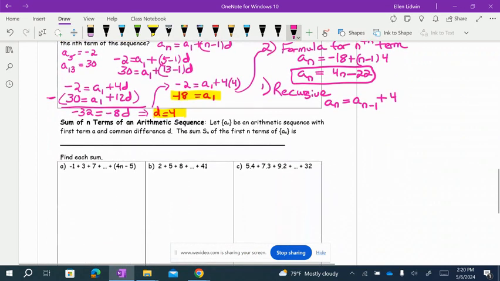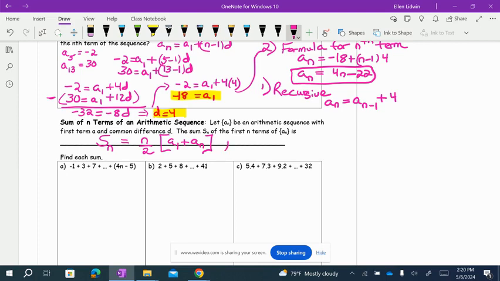Okay, rock stars, we're almost done. Now we look at the sum of n terms. Here comes that s sub n. Remember, a sub n is the rule in the arithmetic sequence, a sub 1 is the first term, and the common difference is d. What they want to show is that you have a formula for the sum of all your terms in the sequence. For arithmetic, we take the average of the number of terms, so n divided by 2, and take the first term plus the last term. And there is your sum.